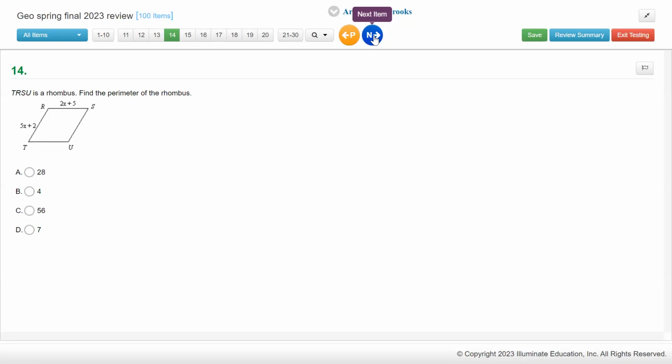I agree. So now you have to put x into one of the sides. Doesn't matter which one, the 2x plus 5 or the 5x plus 2. And then the perimeter is multiplying the sides by 4. So 5 plus 2 is 7. 7 times 4 is 28. So this answer would be 28. I agree.